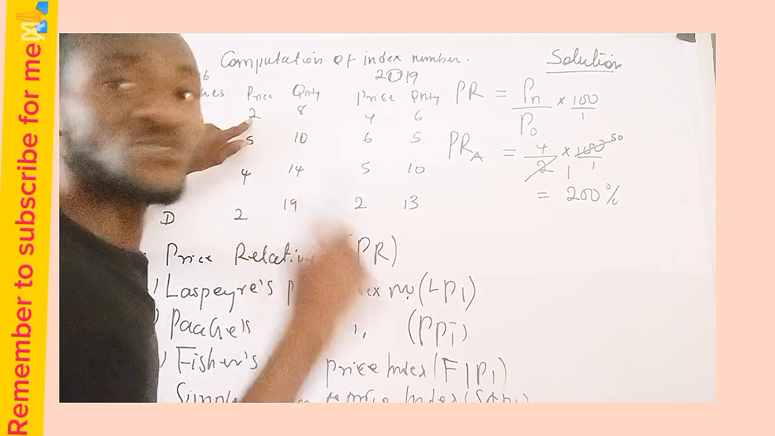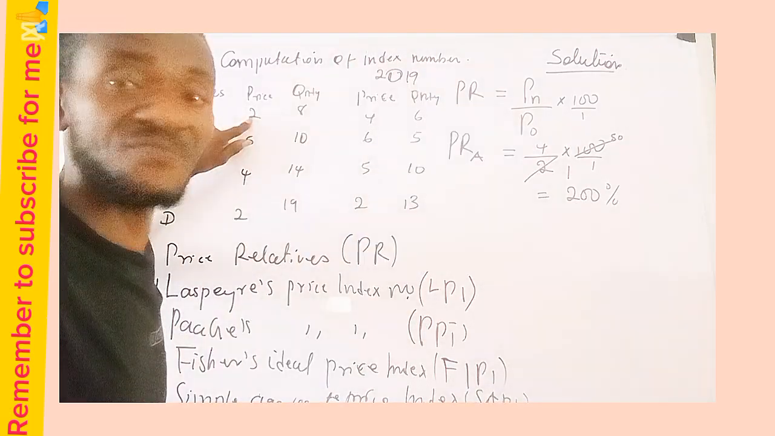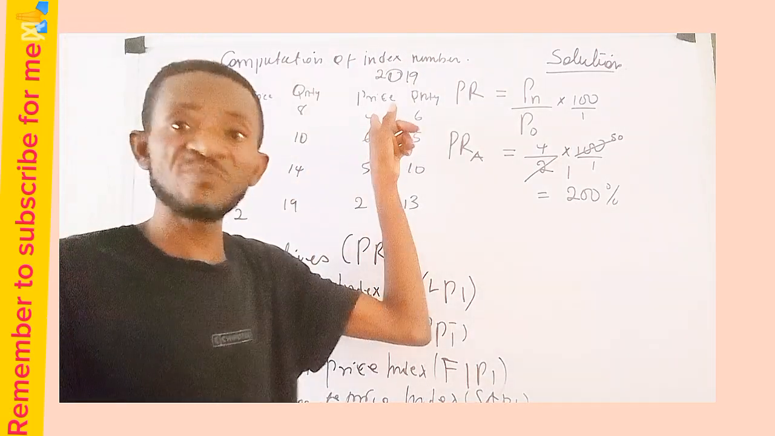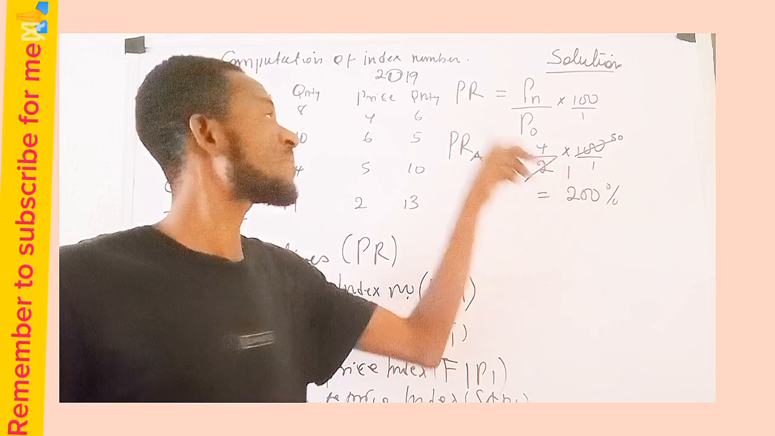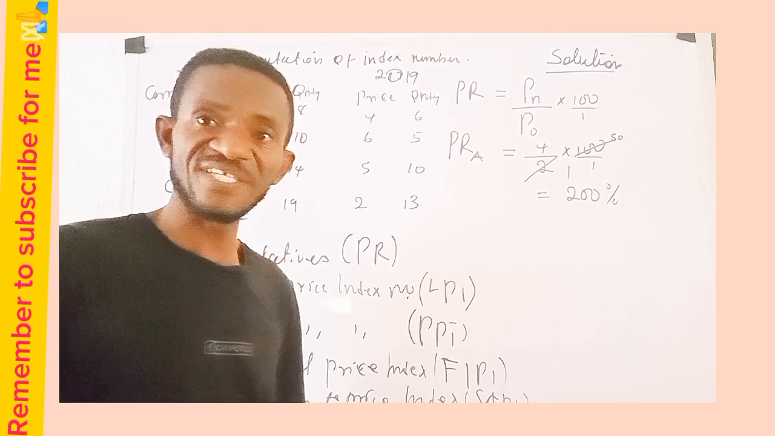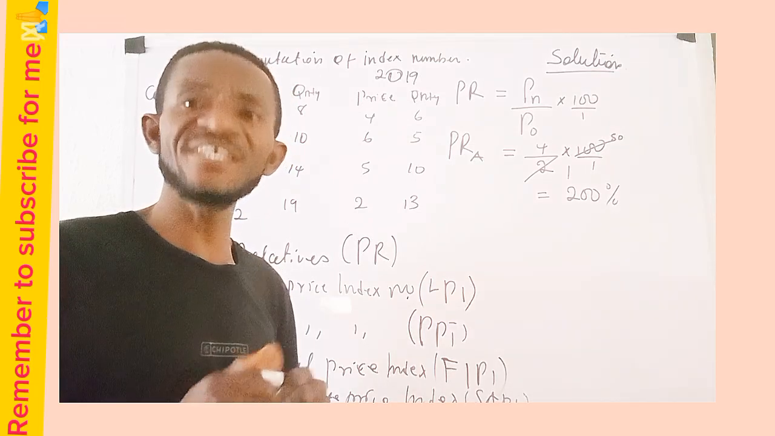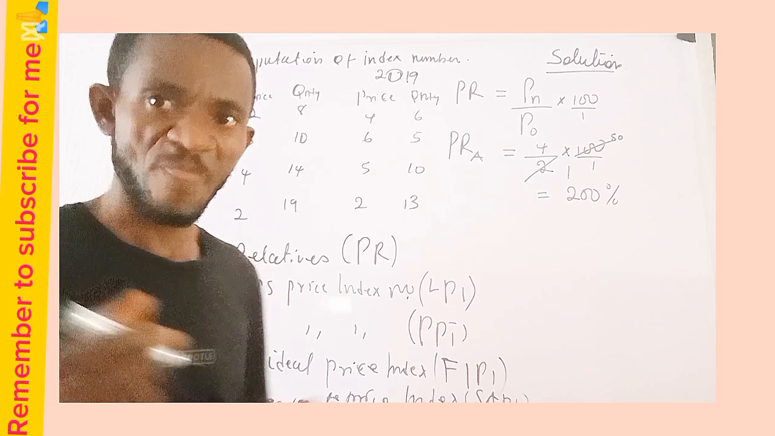Now, if this 2 naira should increase by 100%, it means that it has increased by itself, which multiplies out to be 4. That is the interpretation of this thing here. So the price relative of commodity A is 200%, telling us that there is a 100% increase in that particular item.